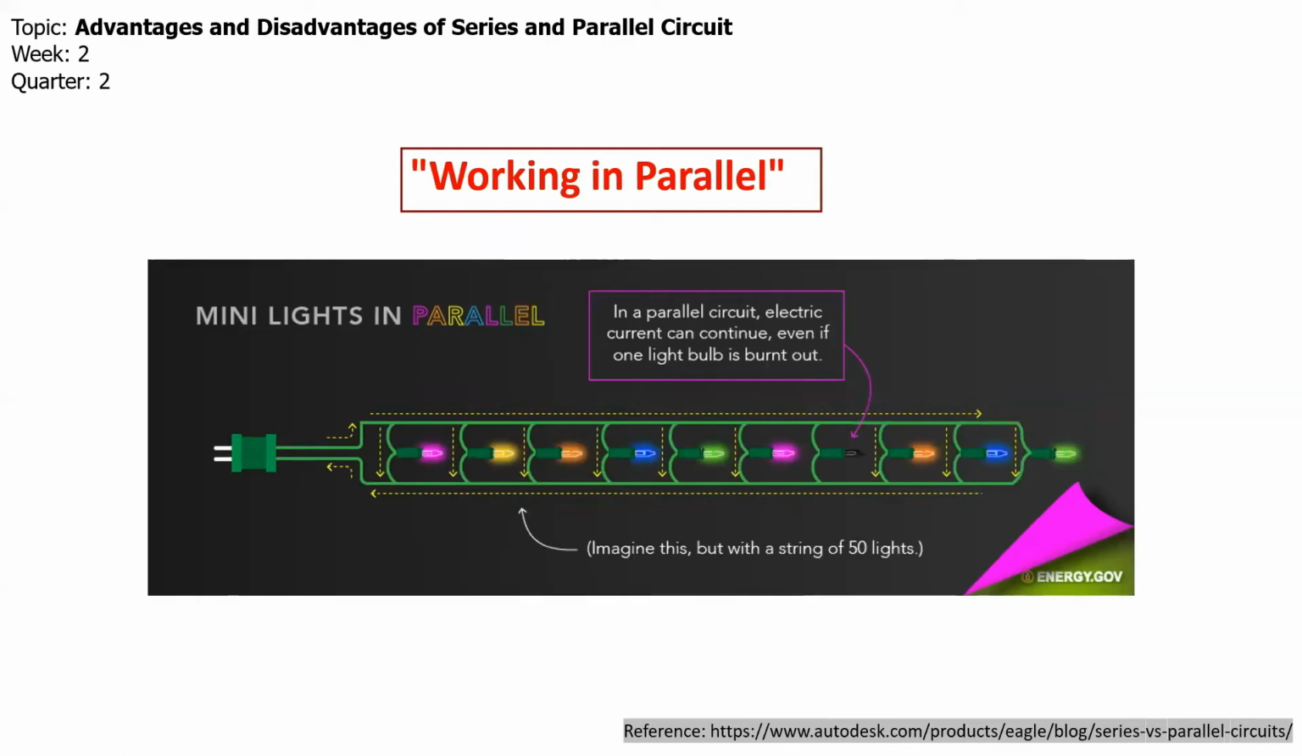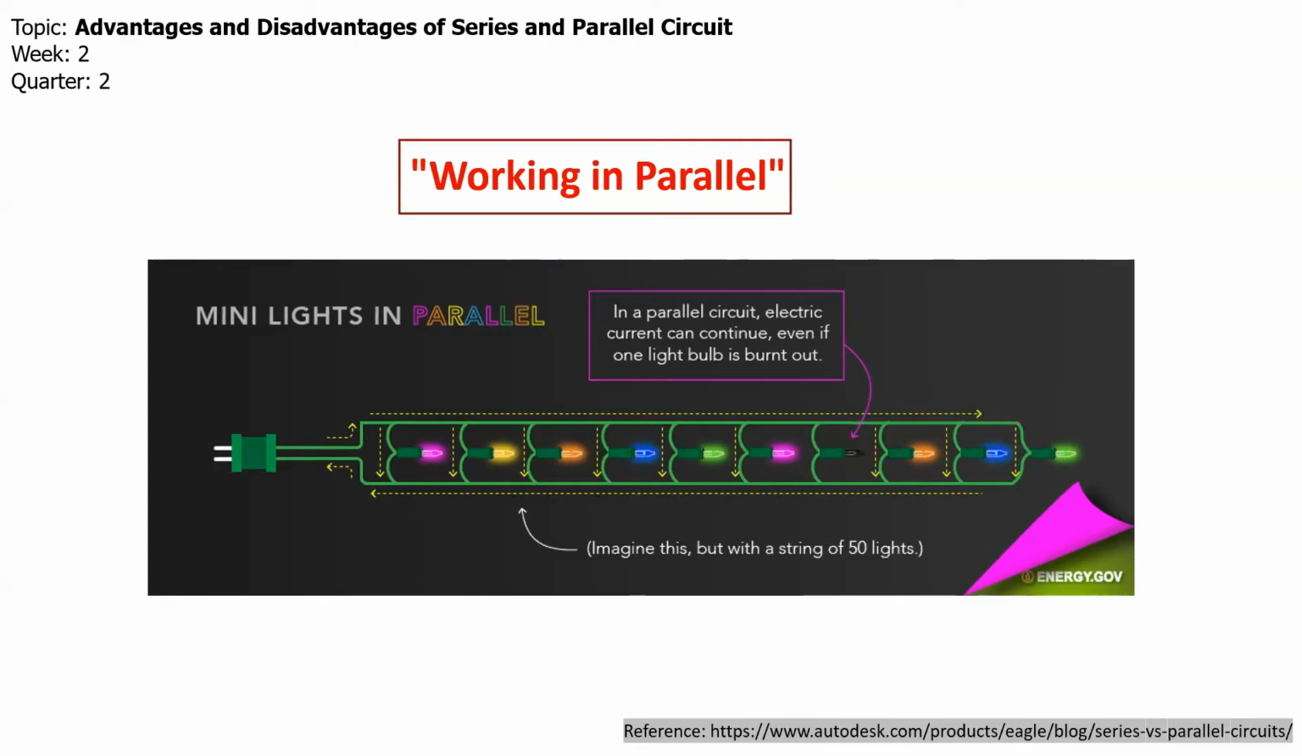Let's have them working in parallel. When lights are attached in parallel, each light is on its own circuit to the power source. Each bulb has its own connection, or it has its own circuit from the power source.